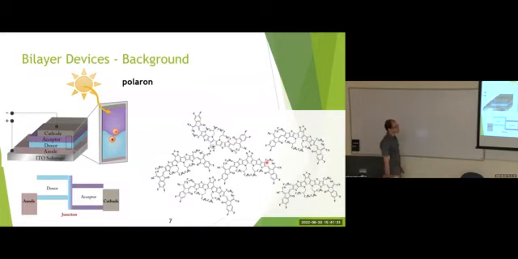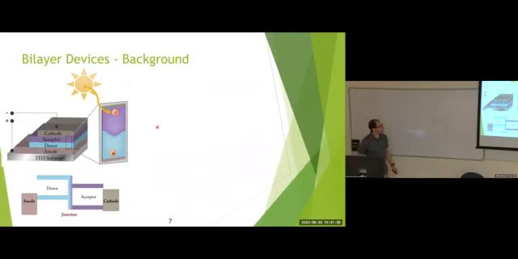So this process is very unlikely, and therefore the mobility is poor. However, we managed to transport the polarons and to collect them with the contacts, and then we will get the desired current.